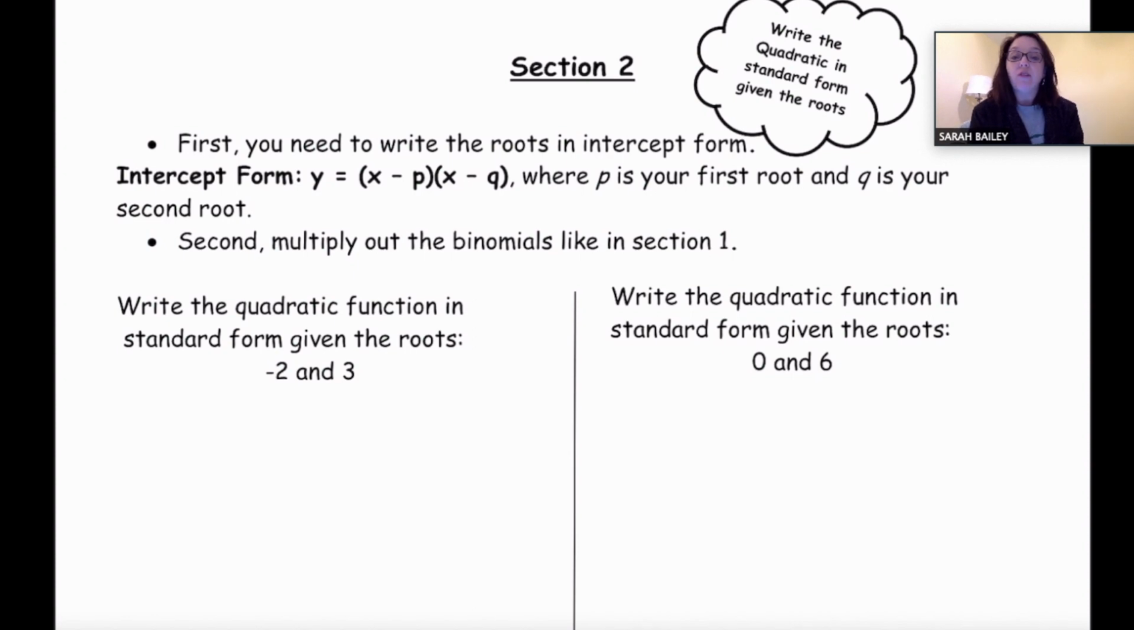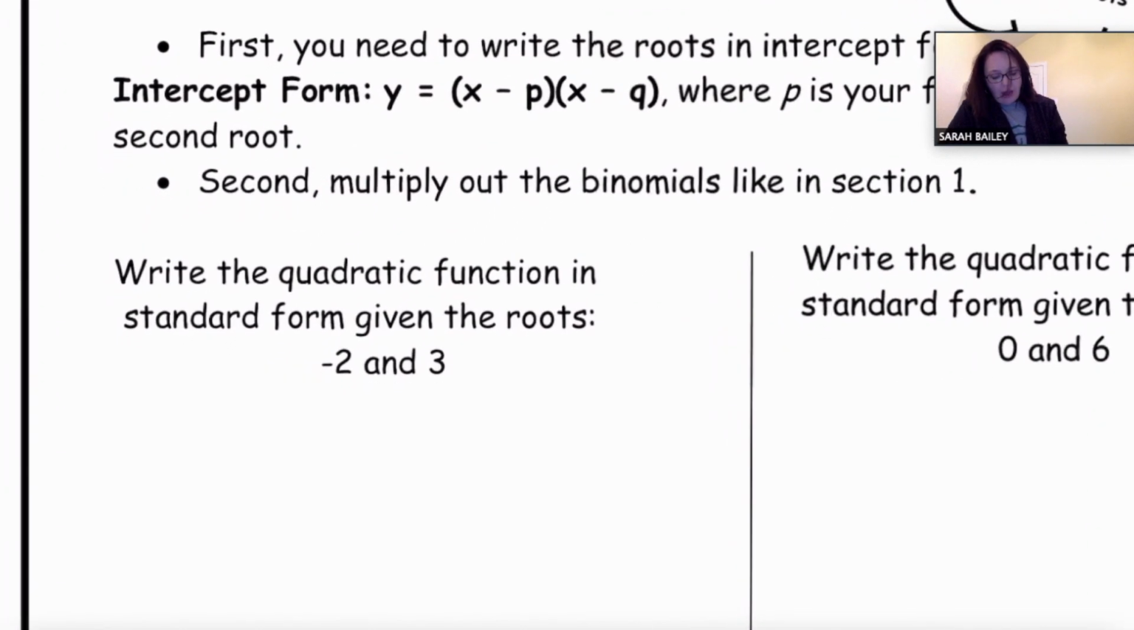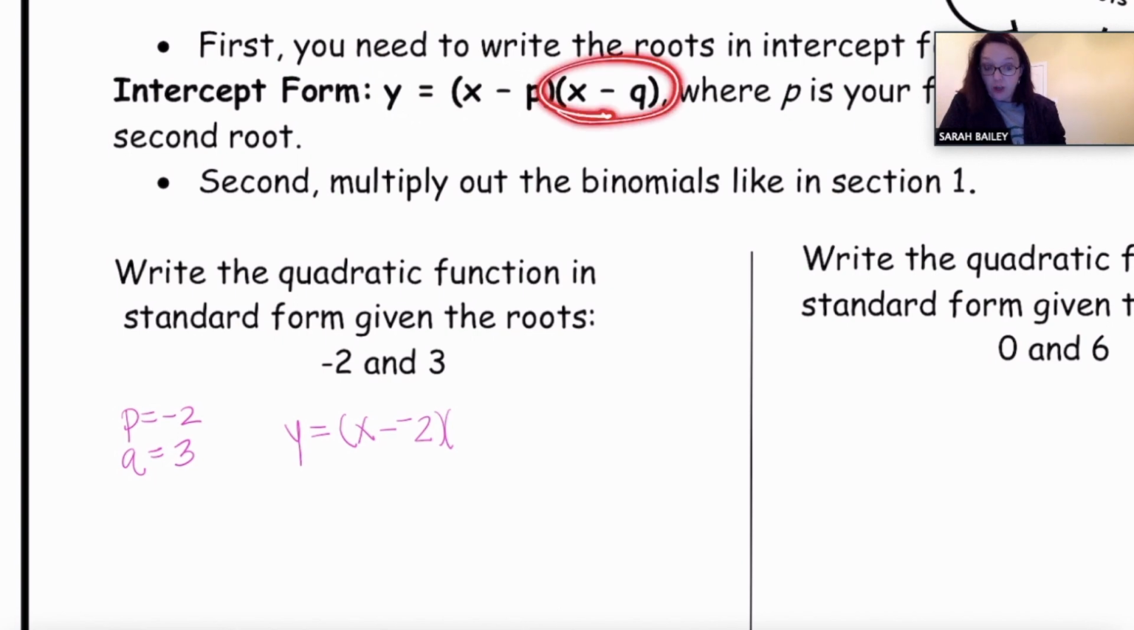So look at this first problem. It says to write the quadratic function in standard form given that the roots are negative 2 and 3. So in this case we'll let p be negative 2 and q can be 3. To be honest with you, it really doesn't matter which one you allow to be p and which one you allow to be q. So if I follow this form, I'm going to write y equals, then parentheses, x minus p. For p I have negative 2, so I wrote minus negative 2, times x minus q. So I'm going to write x minus, and q I have listed as a 3.